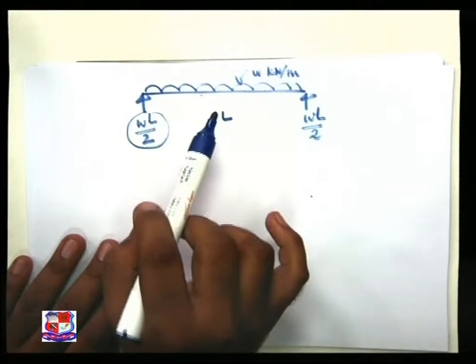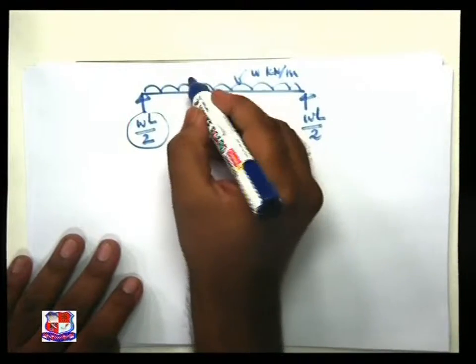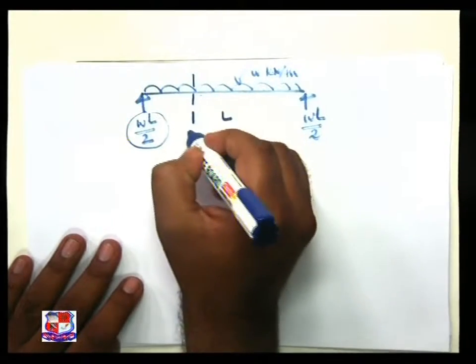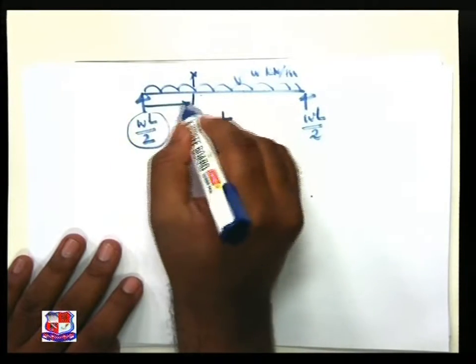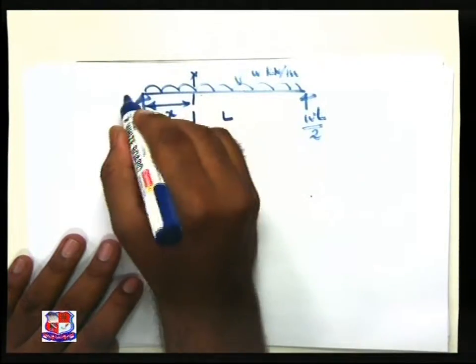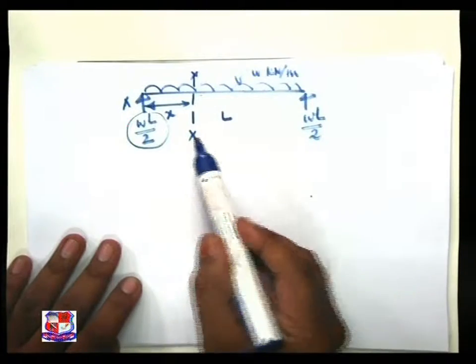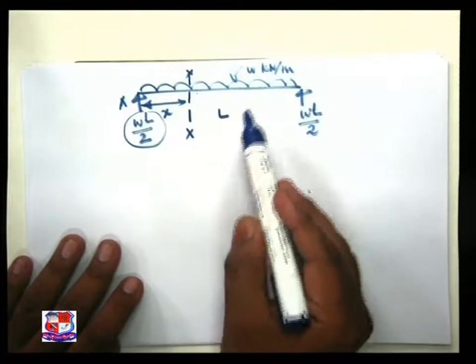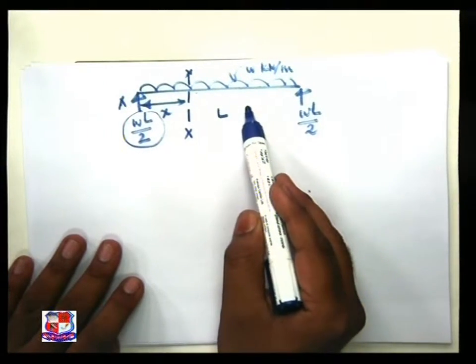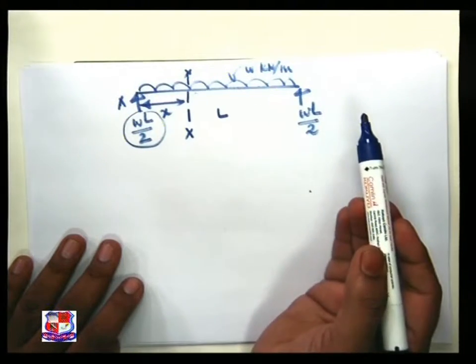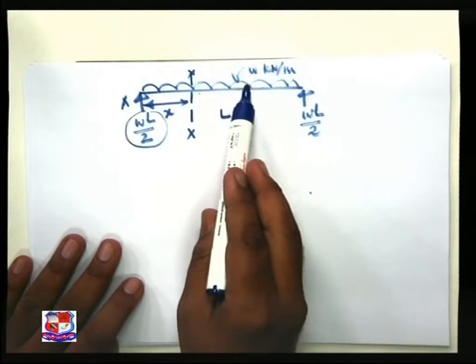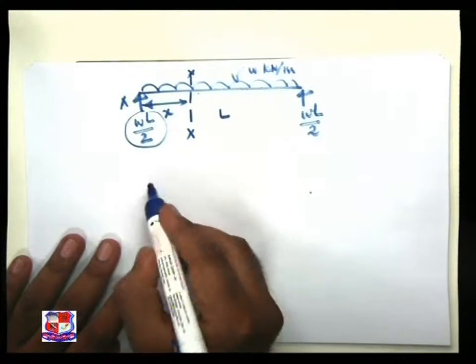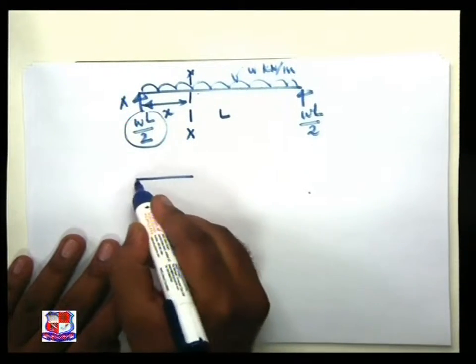But let us find it out once again by taking a section XX, at distance x from A. Now you can take section X over here also, because the figure remains unchanged, because only a single load W is there throughout the length of the beam. So let us plot over here the free body diagram.